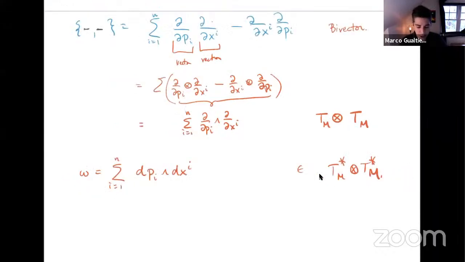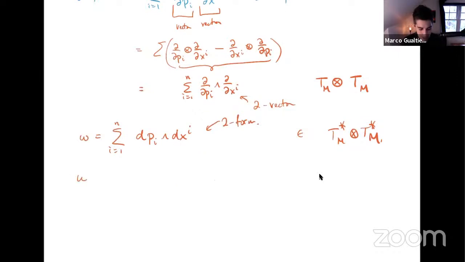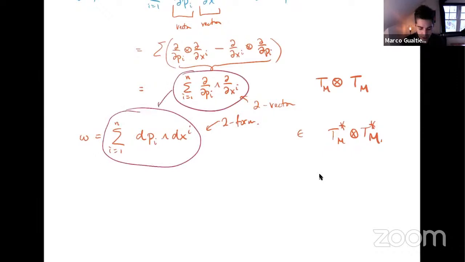So what is the relationship between this bivector and this co-bivector, or really this two form? You could say that this is a two vector and this is a two form. And the answer is that they are inverse to each other. Omega is inverse. So the relationship between these two things is that they are inverse of each other.